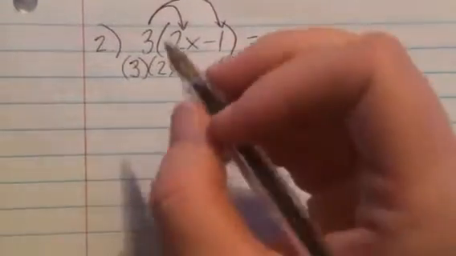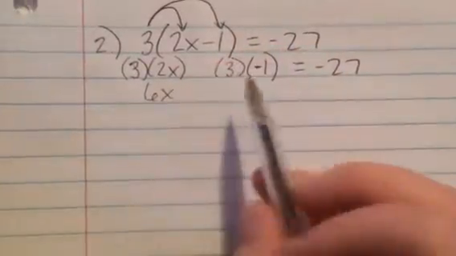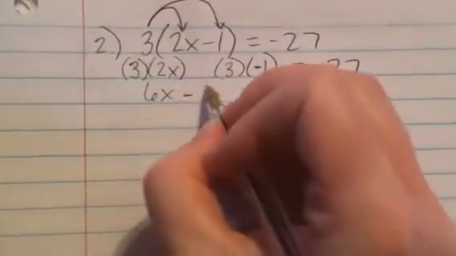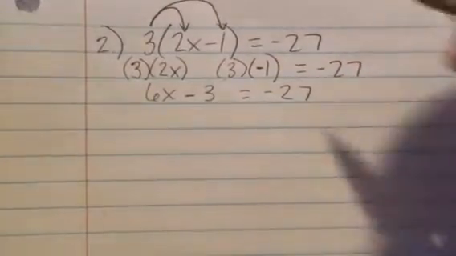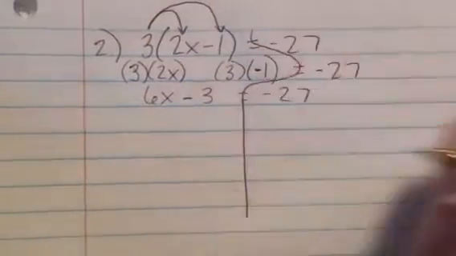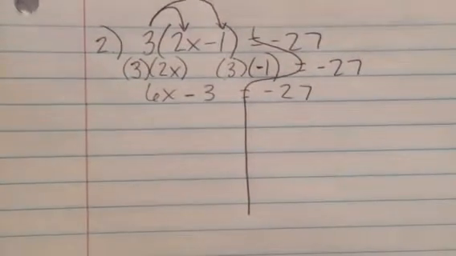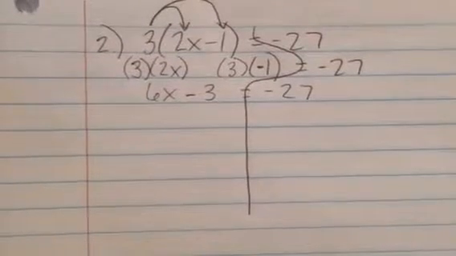3 times 2x gives me 6x. 3 times -1 is -3, and then my equals -27. I can bring that down. And again, if you like to put the line down to represent your equal sign, that's totally fine to do that. Now we're back to a two-step equation.